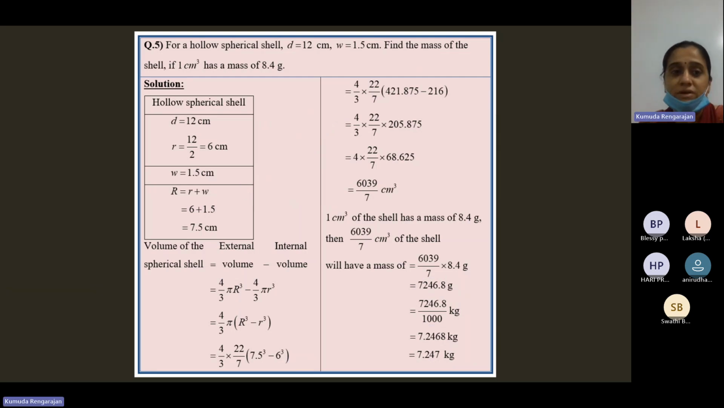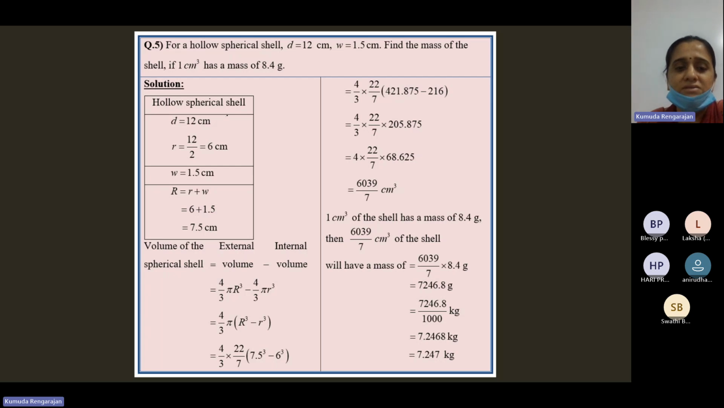So see, it is so simple. From this, you can make out you have to find volume, because 1 centimeter cube is given. And you should know the volume formula, nothing else. We wrote the formula and substituted the values. And you should know how to find the values here. Meaning, when the internal radius and the thickness are given, how to find the external radius? Internal radius plus the thickness. So you can tell yourself that it's not at all difficult. It's all formula based. You should know the formula well.